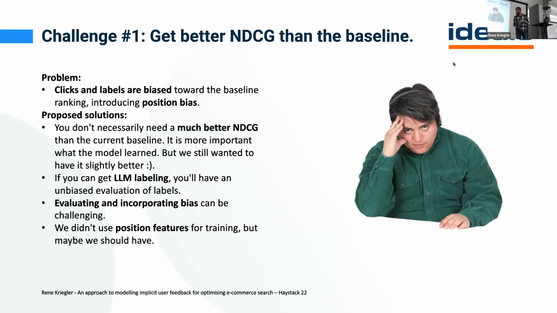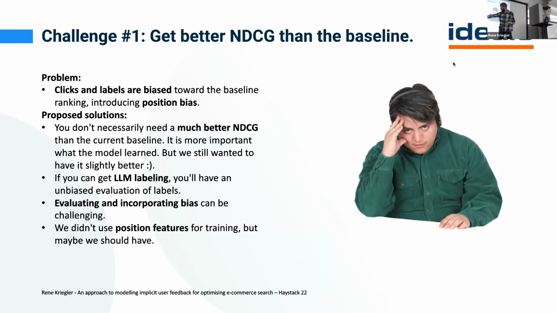So what was the solution? We haven't tried it yet, but we have a high bet on LLM labeling, because it's completely unbiased: you just give it the results and it gives labels. It doesn't care about position. Of course, you can also evaluate and incorporate this bias. For example, check what the CTR of the item is when it's on the first position, what it is on the second position, and then incorporate this information in your algorithm. But at the beginning it can be difficult because you probably have to conduct additional experiments.